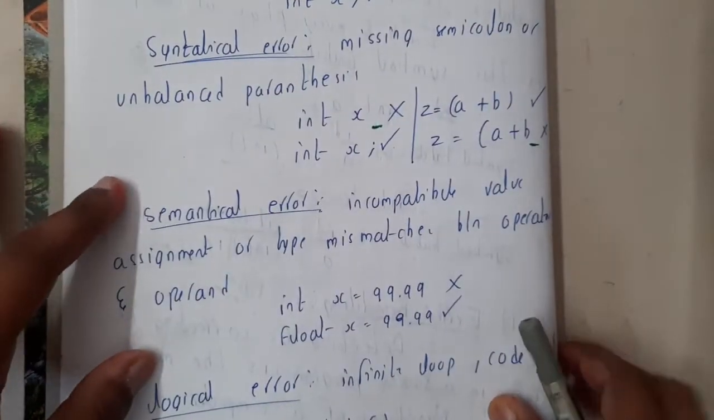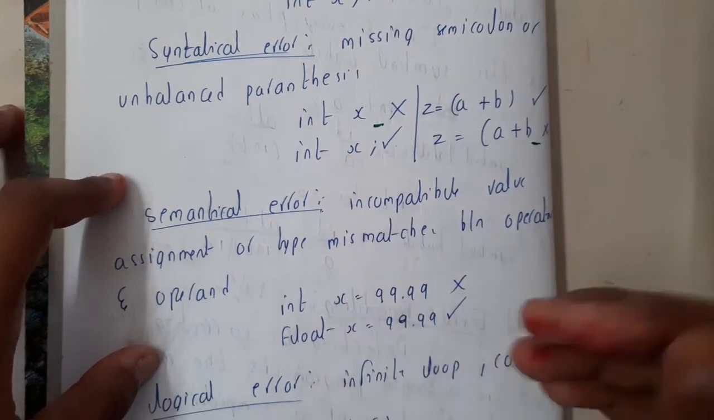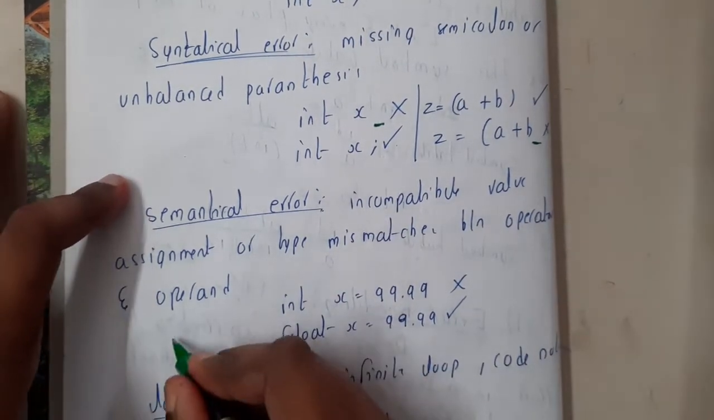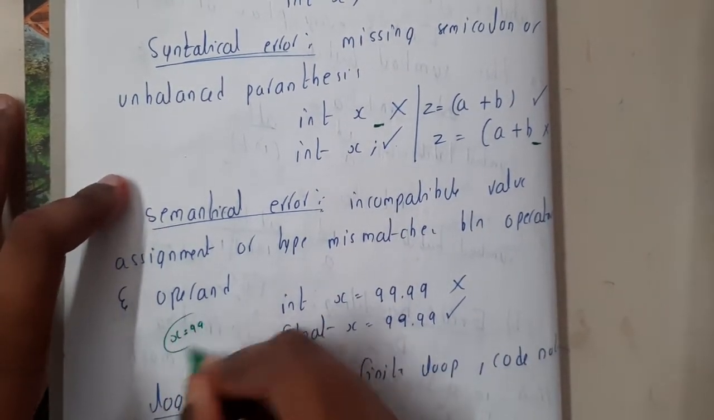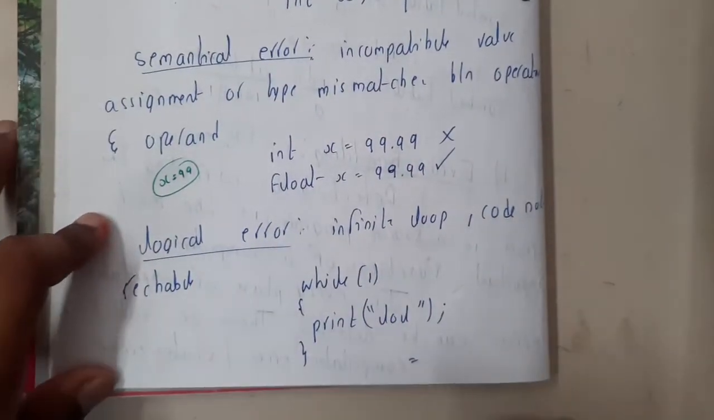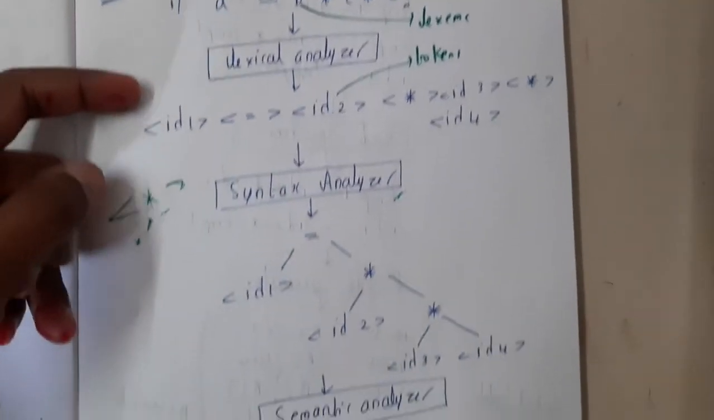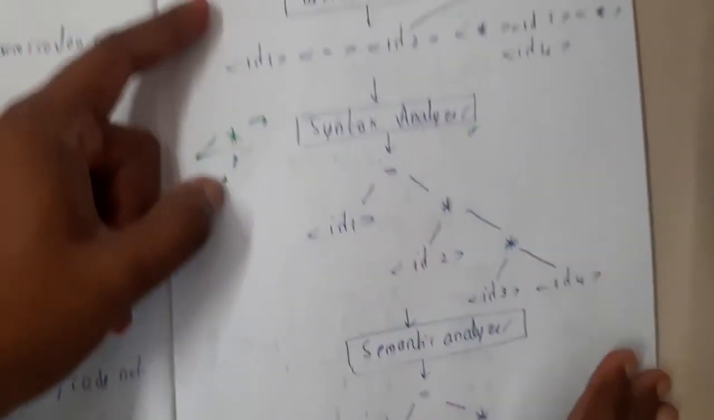When it comes to semantic error, you wrote int x equals 99.99. You might not get an error, but your compiler is going to convert it into x equal to 99, right? That is nothing but a semantic error. And similarly, we are going to have logical errors, which are nothing but our infinite loops. So now I think everyone got a clear idea. This is the exact example which I was showing you in between, right?